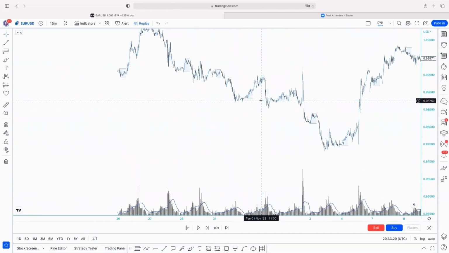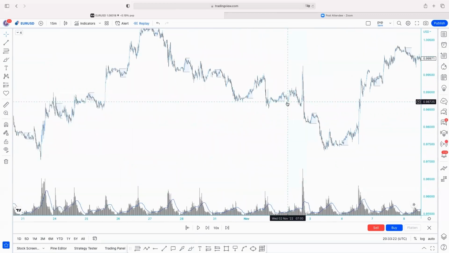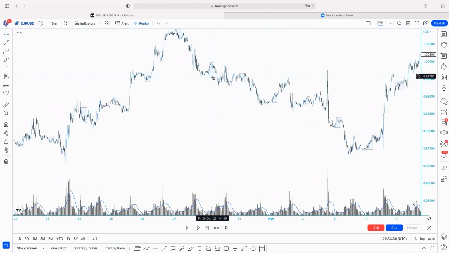Going back, manipulation to the downside, push to the upside. If we catch this confirmation, we have the whole move to the upside above the Asian range. Manipulation to the downside of the Asian range, move to the upside. Here, we just manipulate and continue.